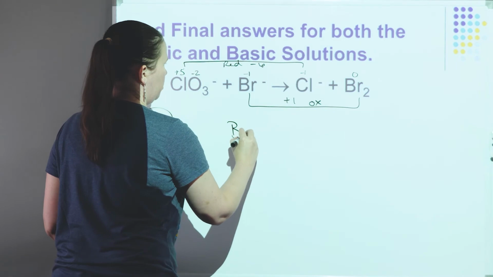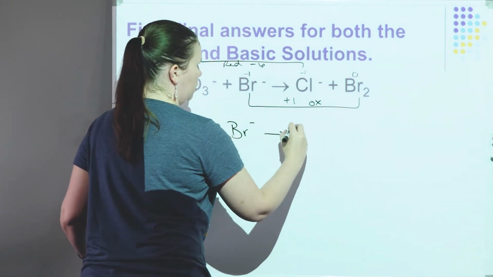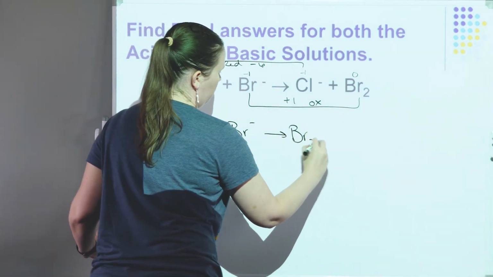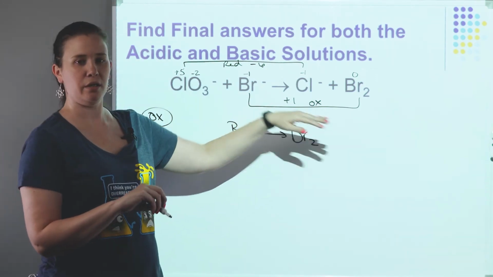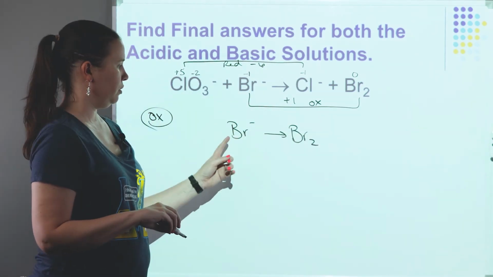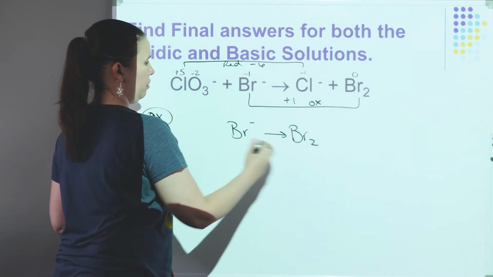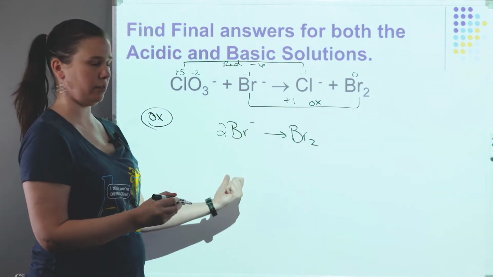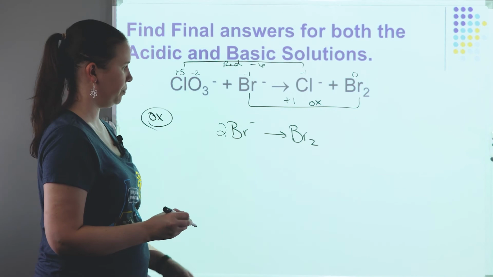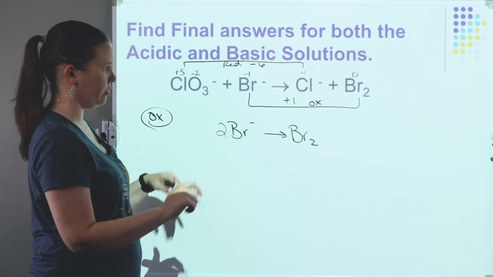So just pulling out the bromines, I just have bromine ion producing a bromine molecule. Now that can't happen. 1 bromine ion producing 2 atoms, so it would need 2 ions in order to produce this molecule. And that balances the bromines.